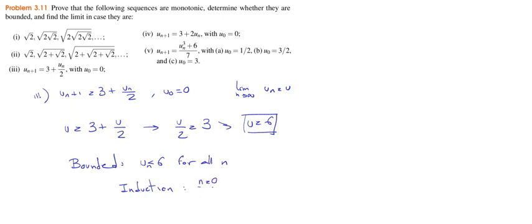Assuming it's true for... well, first check it's true for n equals 0. u sub 0 is smaller than 6, that's true. Now assume it's true for some n. Is it true for n plus 1?